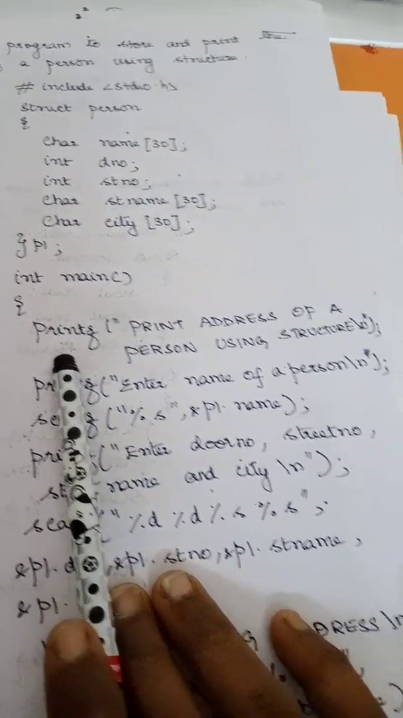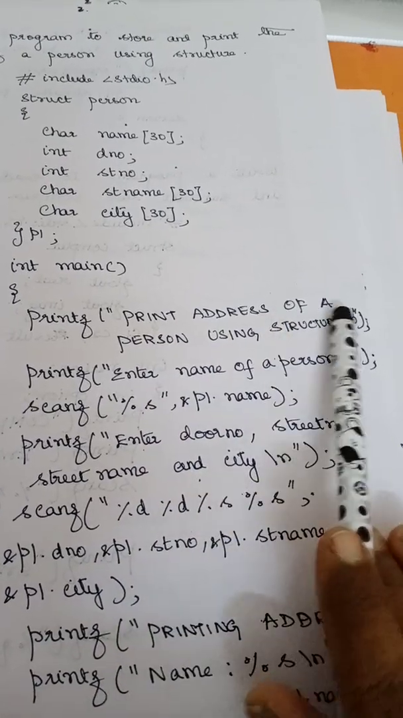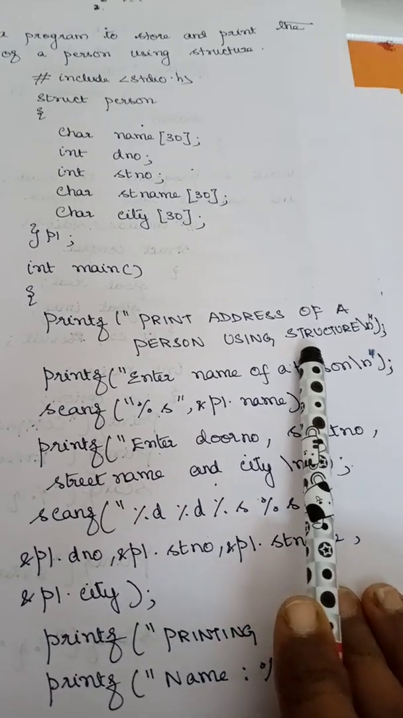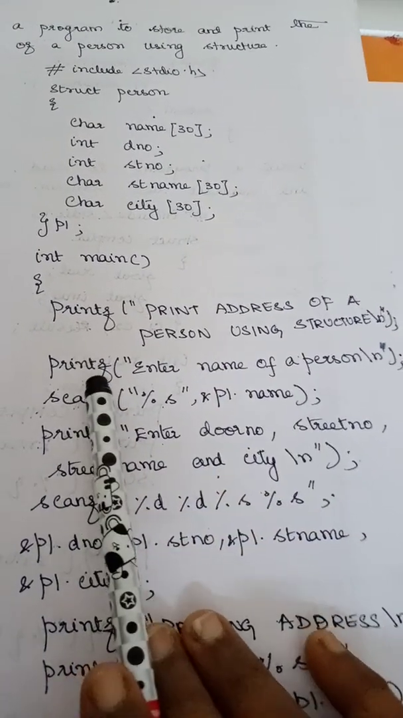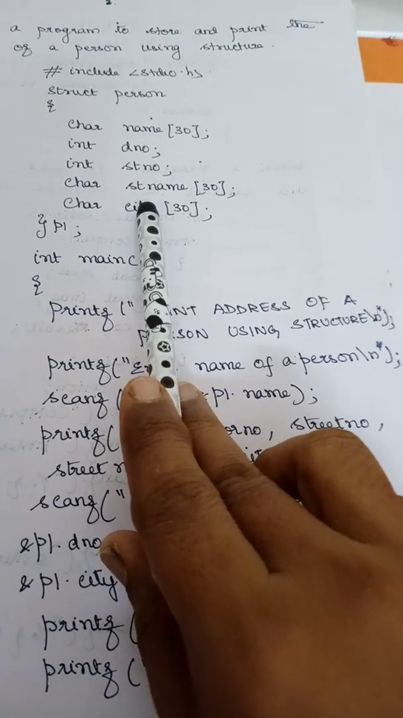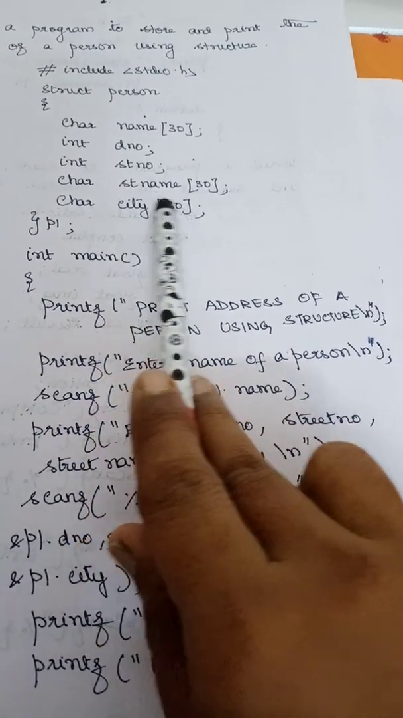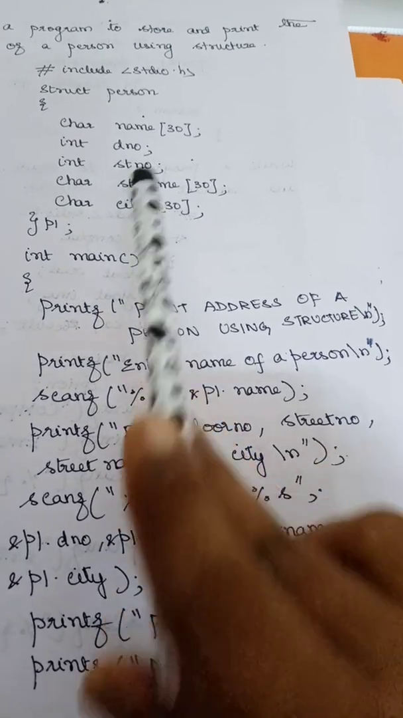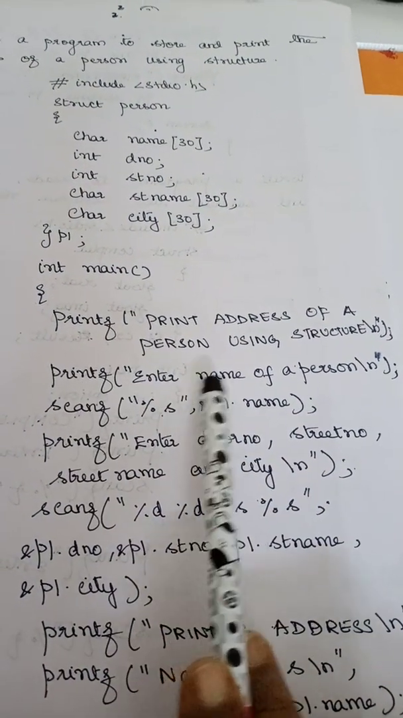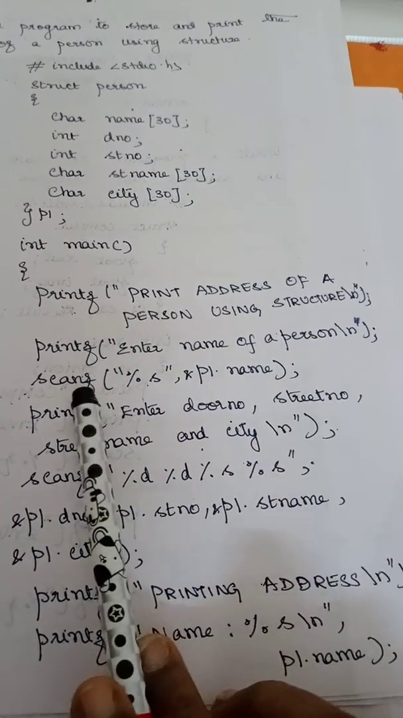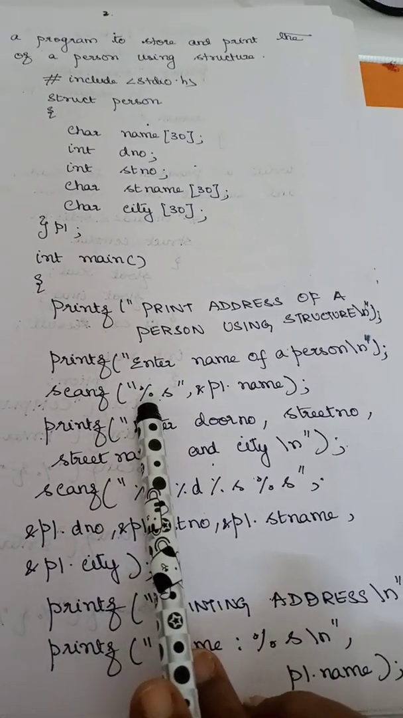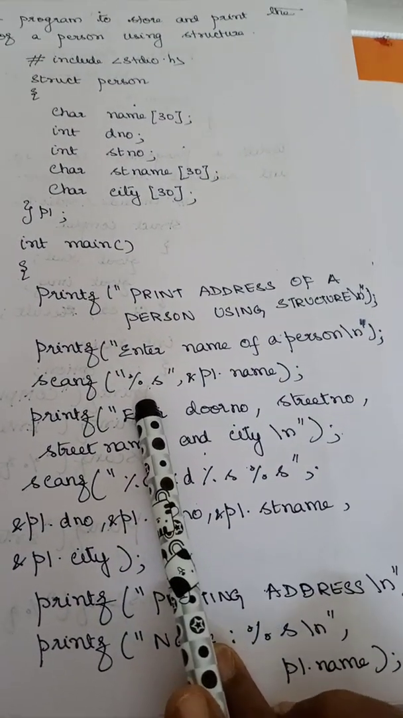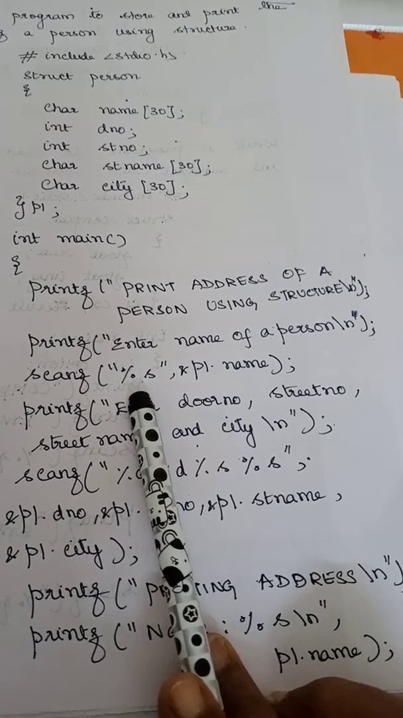Now printf, it is going to be "print address of a person using structure". If you want, you can include the area here. I have not included the area, but you can also include your area. Now printf, "enter the name of a person". Here I am using scanf. Since it is going to be a character array, I have used just %s. If you want, you can also use gets.